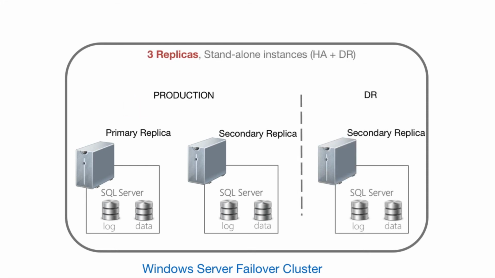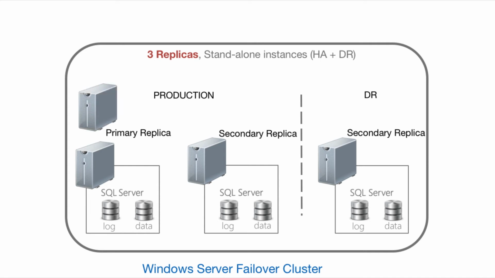The second design pattern now introduces DR. I now have 3 standalone instances where 2 of my nodes in my failover cluster or 2 of my replicas are in my production data center, and I've got 1 instance in my DR data center. Let's ask those 4 questions again. Now, in this case, you might be thinking, I've got 3 nodes. Do I need an extra vote for my quorum?